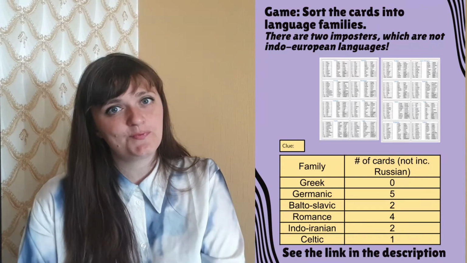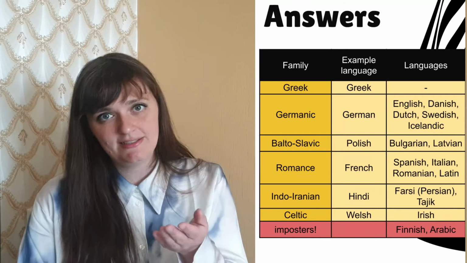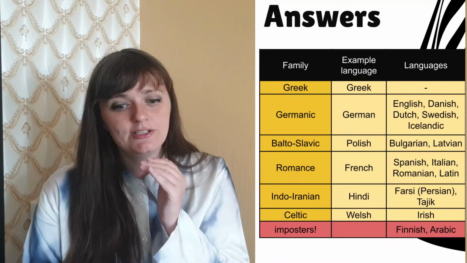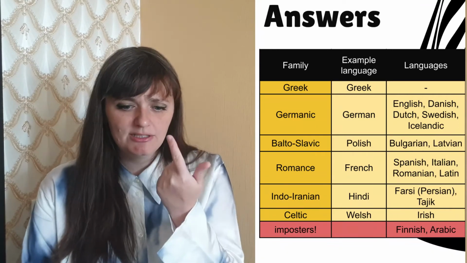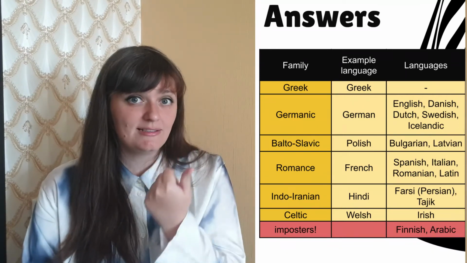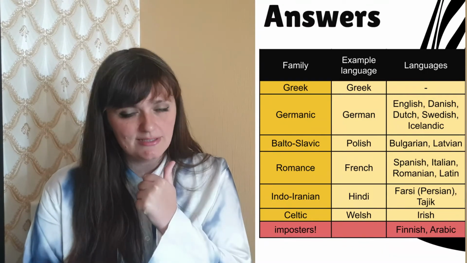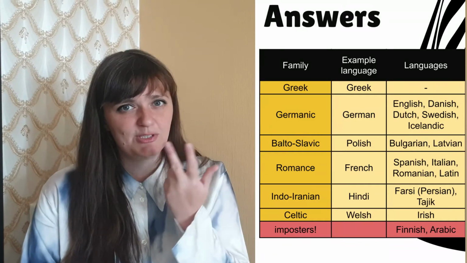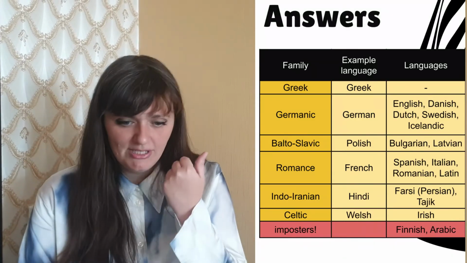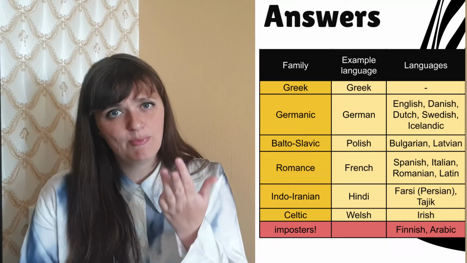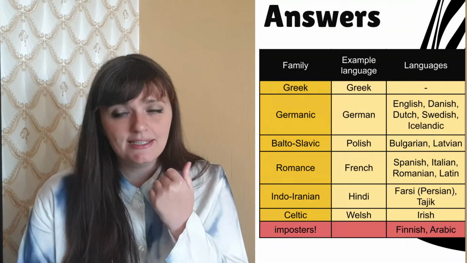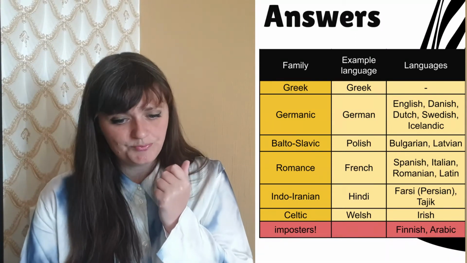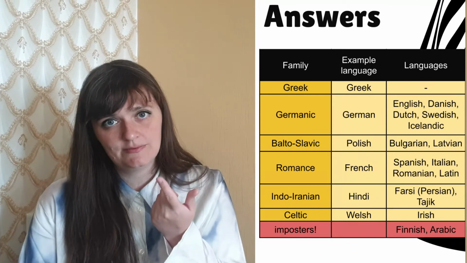Right, so the answers are, in the Greek or Hellenic language family, we have the Greek language. In the Germanic language family, we have German, English, Danish, Dutch, Swedish, and Icelandic. Right. In the Balto-Slavic language families, we have Polish, Bulgarian, and Latvian. Some unusual ones. For the Romance languages, we have French, Spanish, Italian, Romanian, and Latin. And then in Indo-Iranian, we have got Hindi, Farsi, and Tajik. And for Celtic, we have got Welsh and Irish.